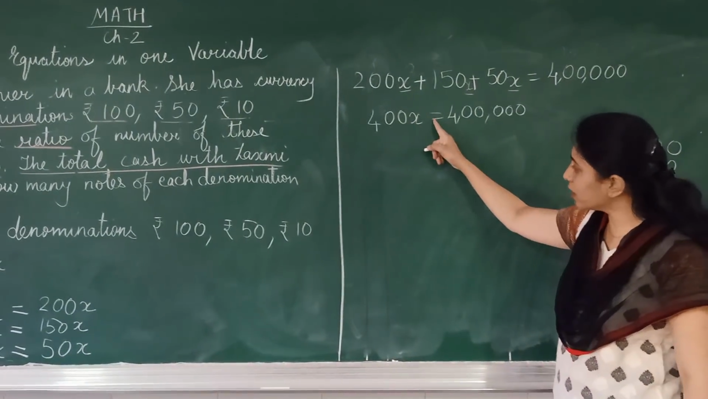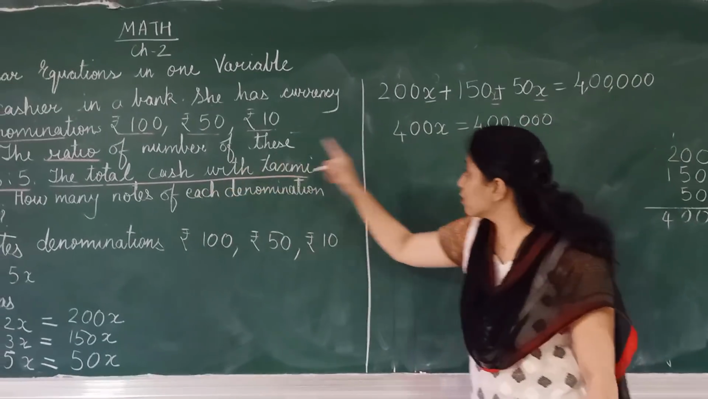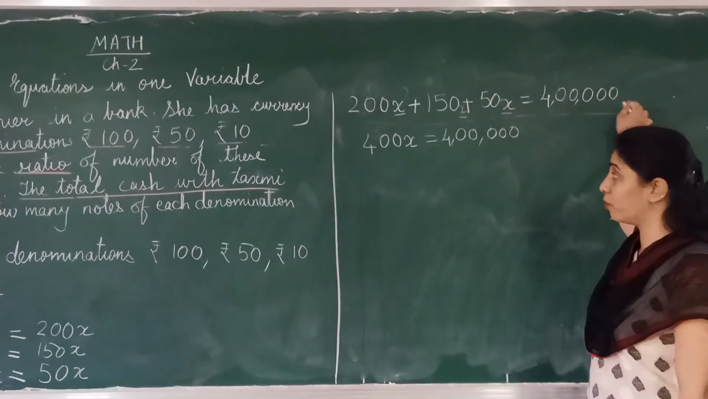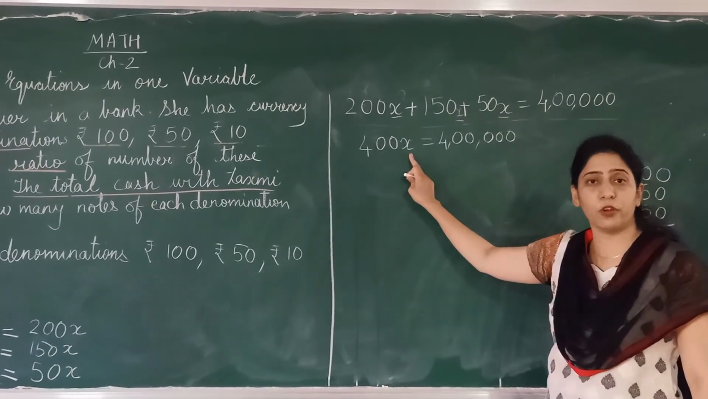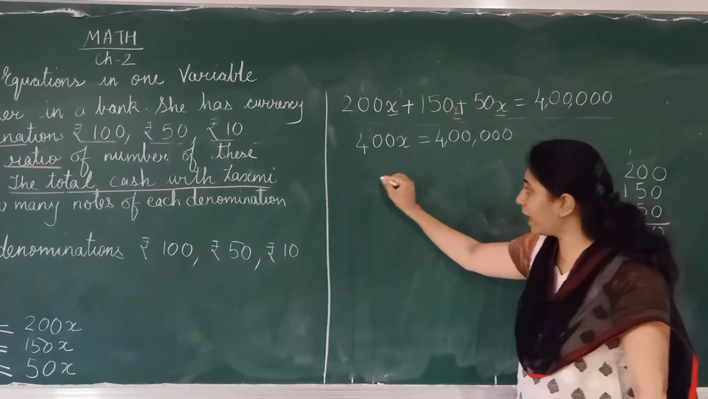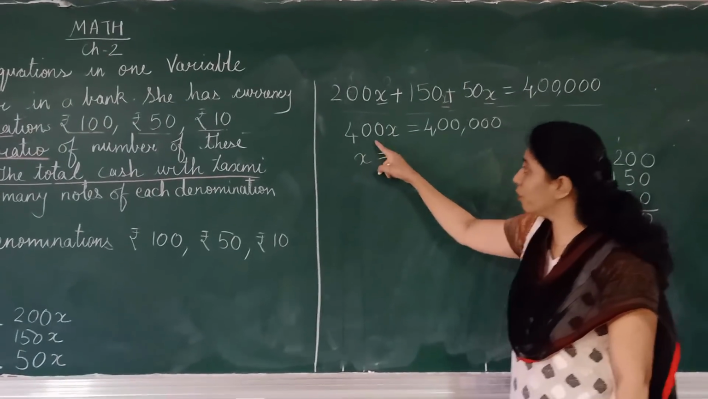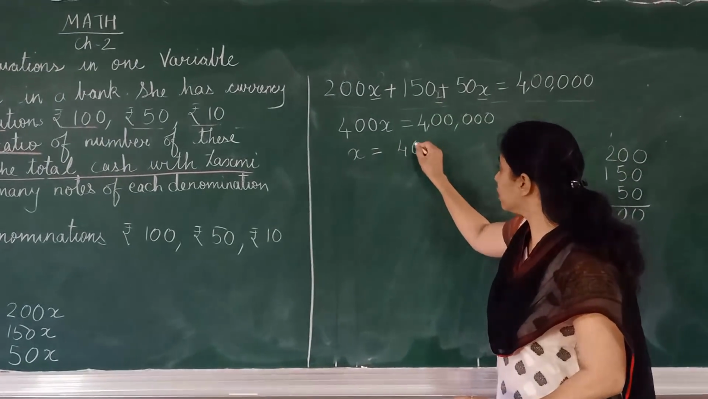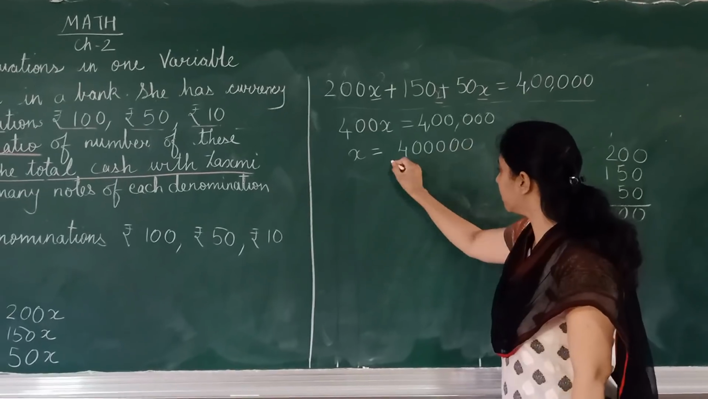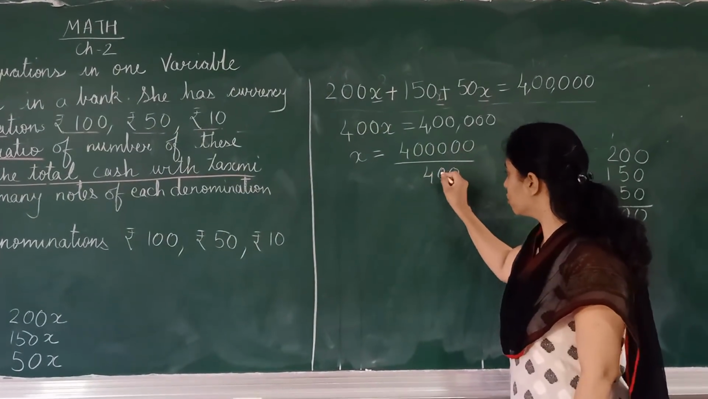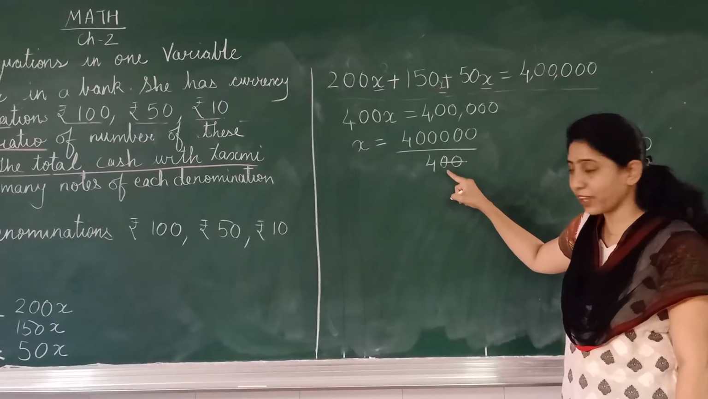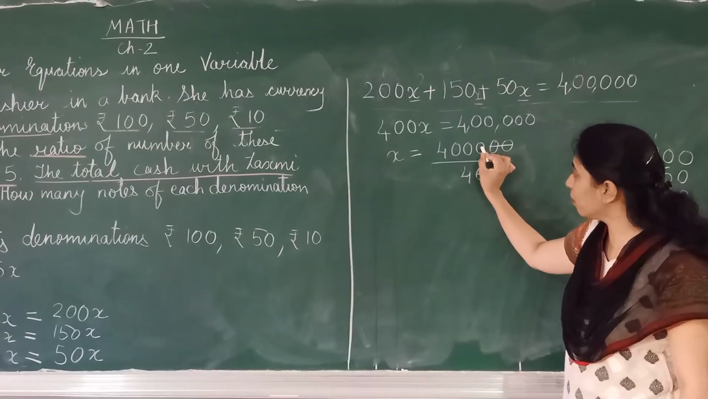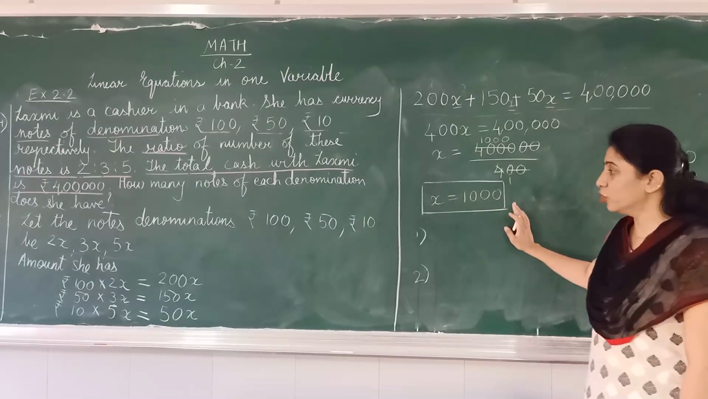Now what are you going to do? This is your equation, and this is very important. Now you are going to solve and find the value of x. It is 400 multiplied by x. So x is equal to, when 400 goes to the right-hand side it becomes division, 4 lakh upon 400. Two zeros I am cancelling over here, so I cancel in the numerator also. How many zeros are remaining? 1, 2, 3. So x is equal to 1000.